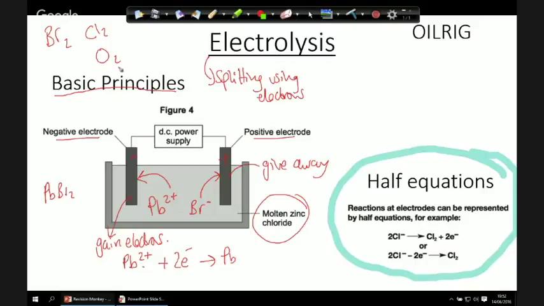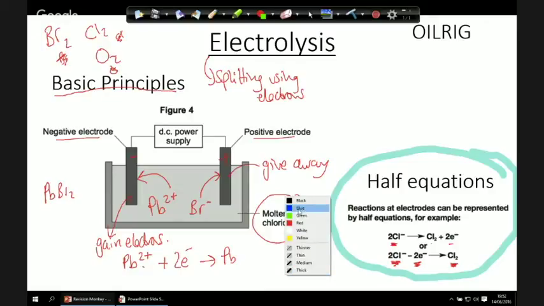Okay, so anything like that coming off is always going to make O2, not just O, not just Cl, not just Br. They go round in pairs. So this is why down here, if the example was chlorine, you'd have chlorine giving away 2 electrons and becoming Cl2. So this one's balanced, you need to make sure they're balanced. Or you can write it in this way, that chlorine turns into Cl2 and 2 electrons are given off.